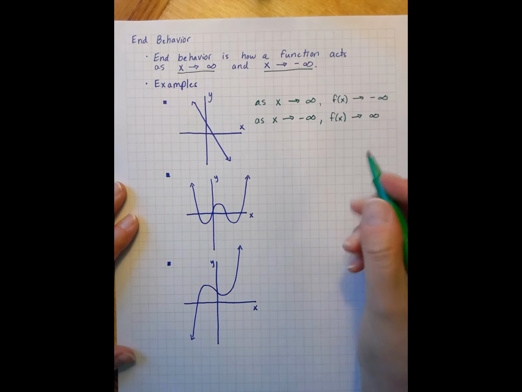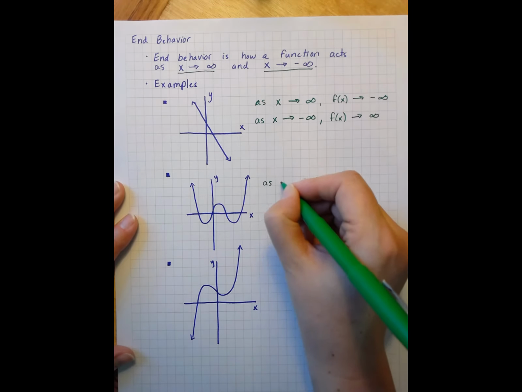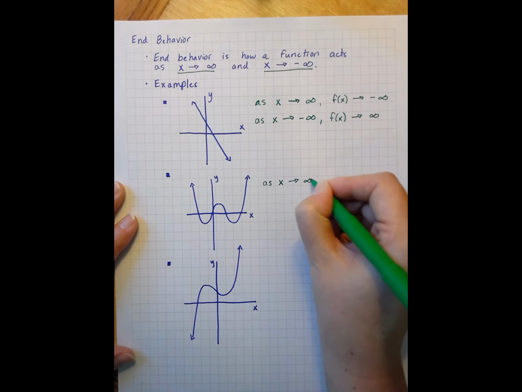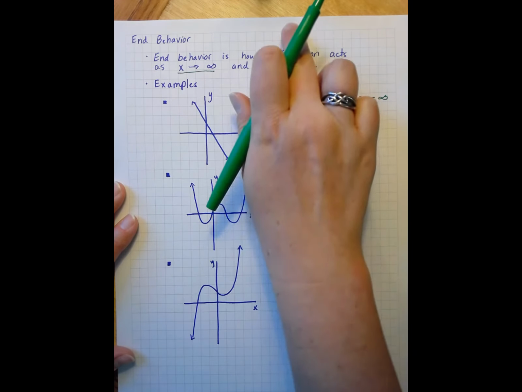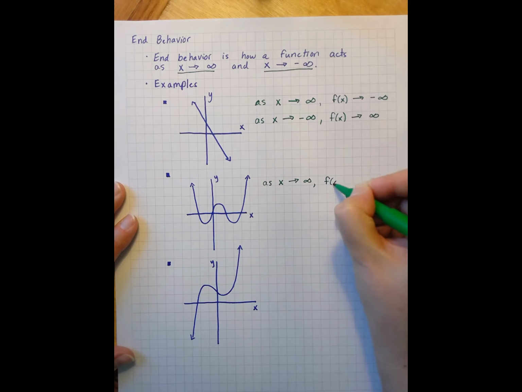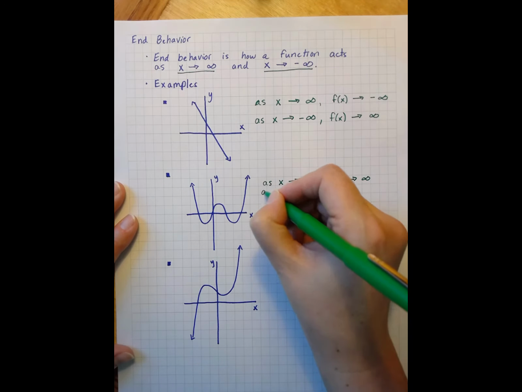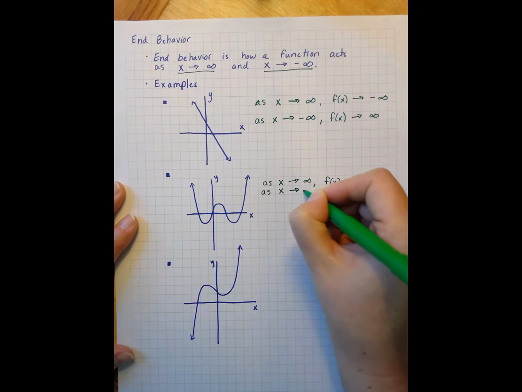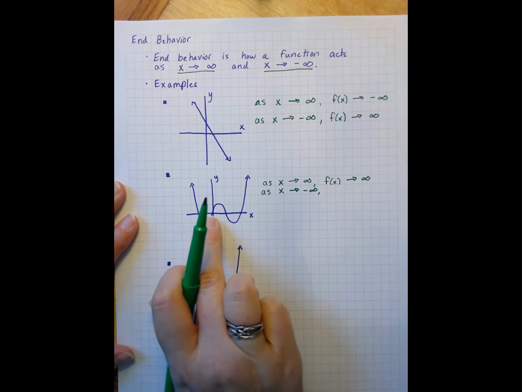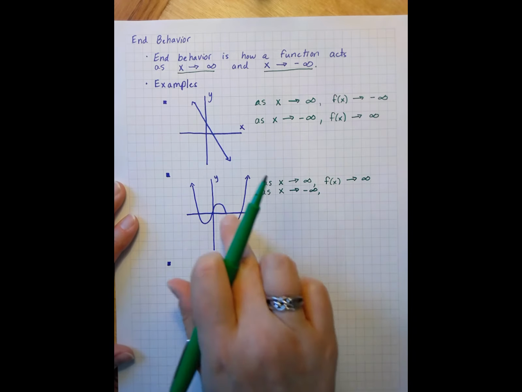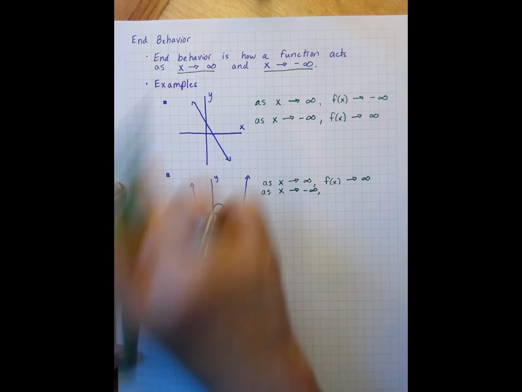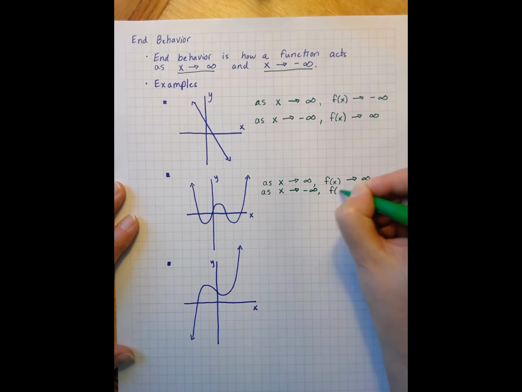Second example. In our second example, as x goes to positive infinity, so as x gets bigger and bigger, my graph continues to go up. So my f of x also goes to positive infinity. As x goes to negative infinity, in this case, my graph is continuing to go up. I have some dips in here, but the end behavior is that my y's get bigger and bigger. So the f of x is going to also go to positive infinity.